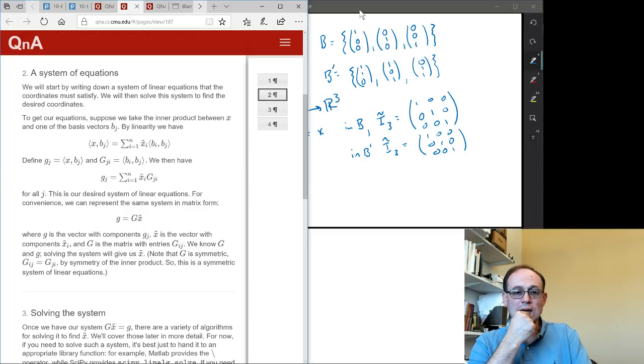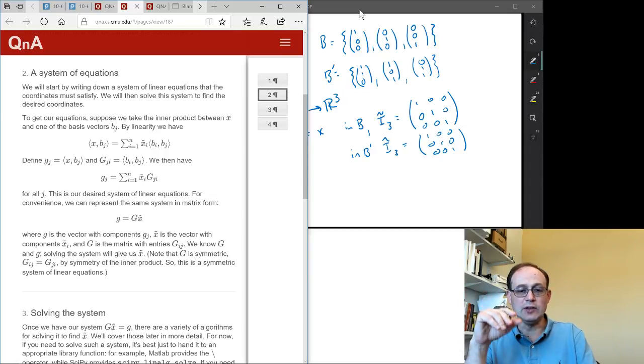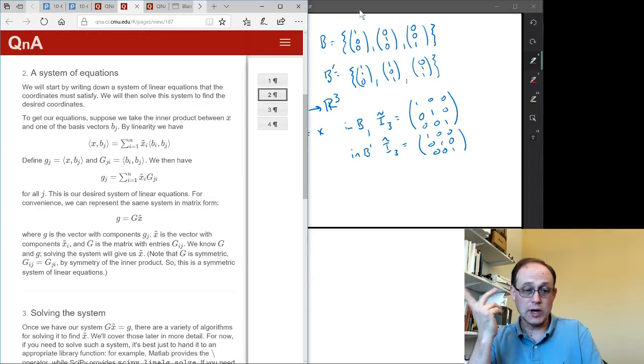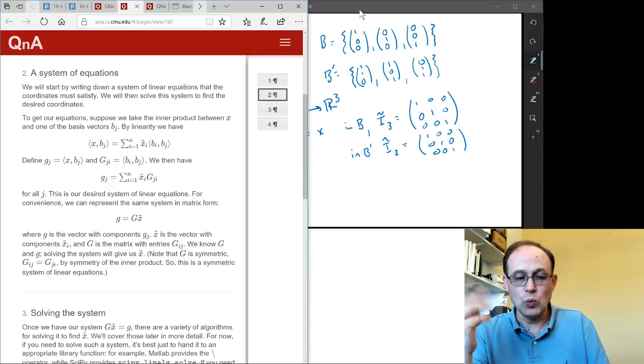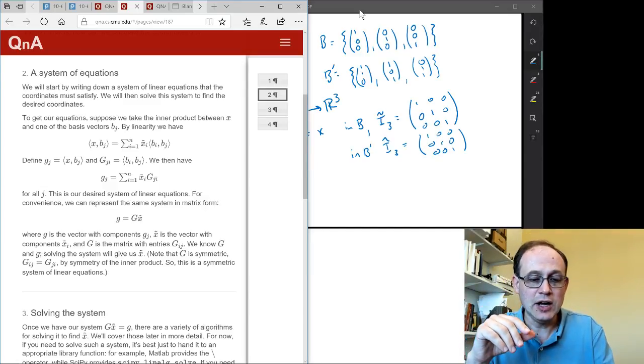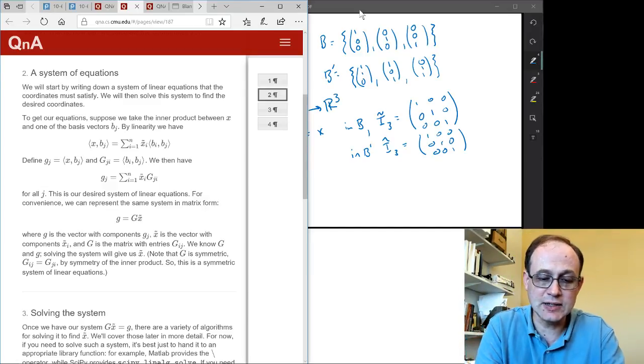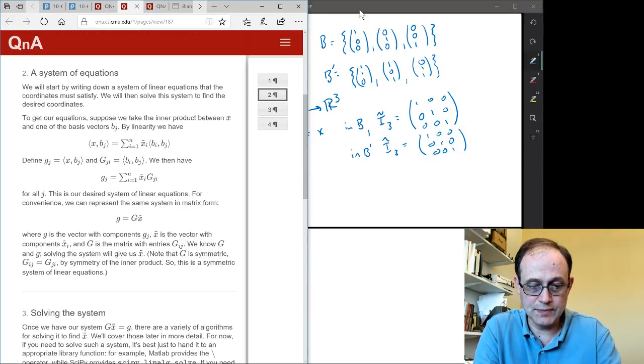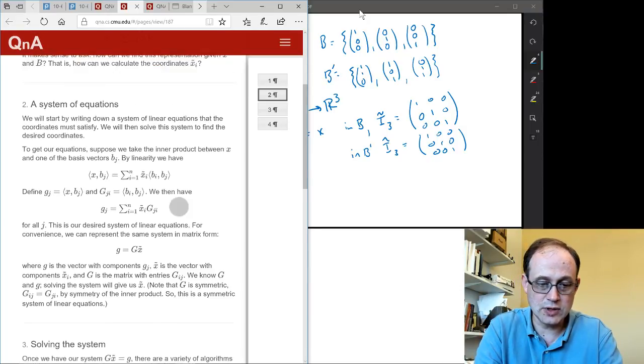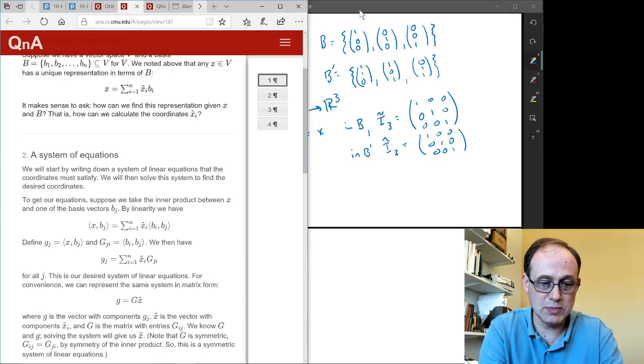And we will then solve the system to find these desired coordinates. To do that, we're just going to take the inner product between the vector x that we want to represent and one of the basis vectors. We'll do it for each one separately, but let's take one of them that we'll call bj. The inner product between x and bj follows here by linearity.